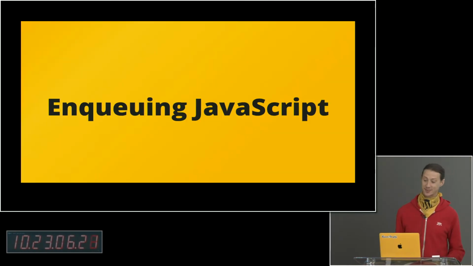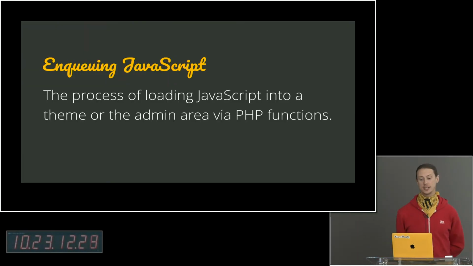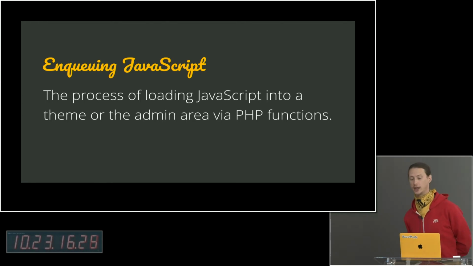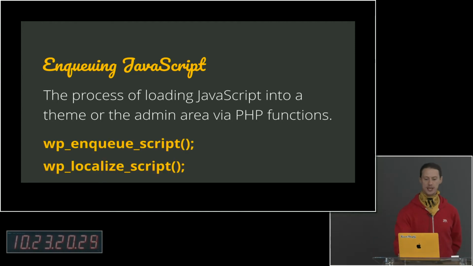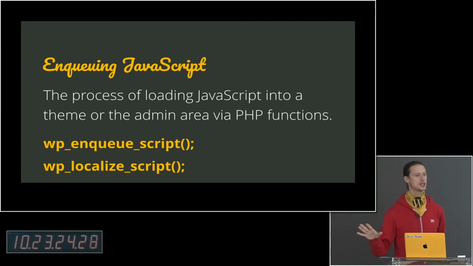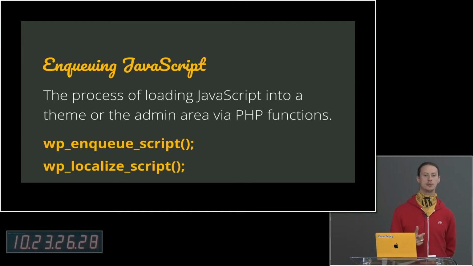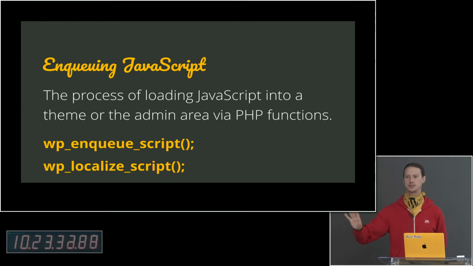JavaScript. Okay, let's get going. Enqueuing JavaScript. Enqueuing JavaScript is the process of loading it onto a theme or into the admin area using PHP functions. Okay? So the PHP that we're going to use primarily comes down to these two functions. So wp_enqueue_script is going to be what we actually set up, and that will load our JavaScript behind the scenes into our theme dynamically.